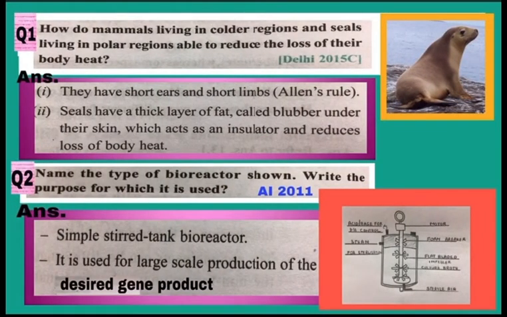How do mammals living in colder regions and seals living in polar regions able to reduce the loss of their body heat? Mammals that live in colder regions have short ears and short limbs to minimize the loss of body heat, and this is called Allen's rule. So remember Allen's rule, in which animals living in colder regions have short ears and short limbs to reduce the loss of their body heat.